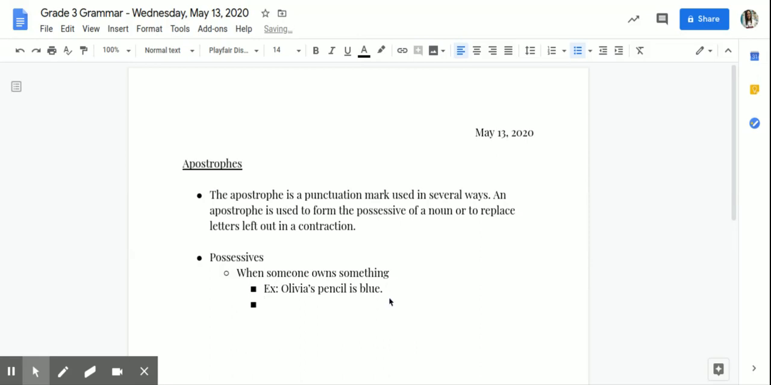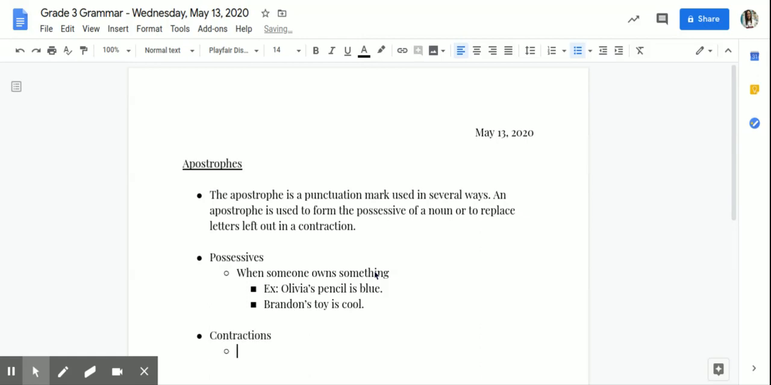Another example of this might be: Brandon's toy is cool. Here we use an apostrophe S to show that he owns the toy. So that's how we would use apostrophes when we use possessives. Now, another way we might use them is for contractions.